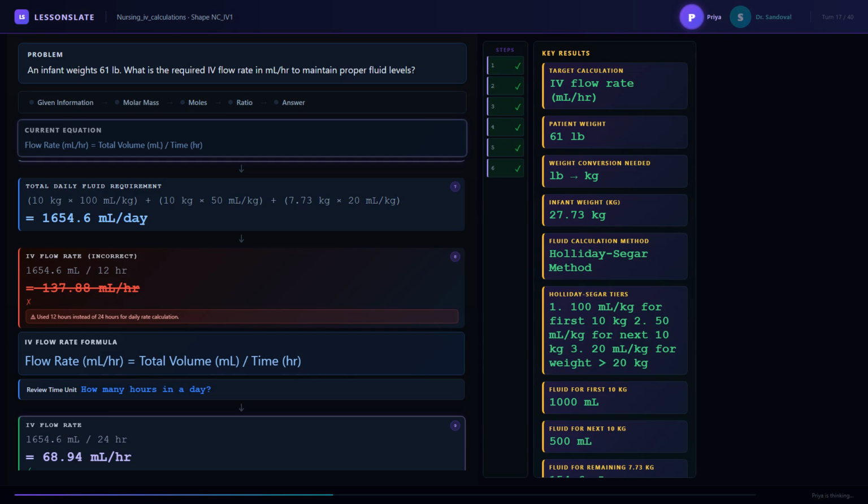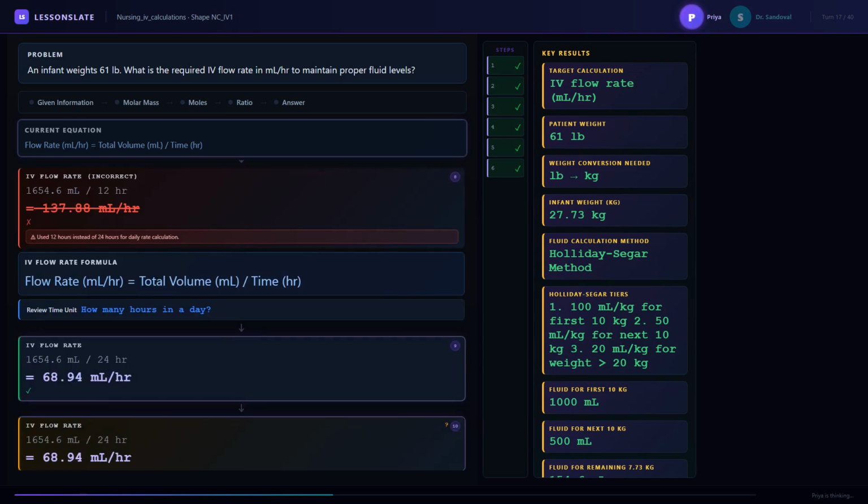Okay, so 1,654.6 milliliters divided by 24 hours. I get 68.9416. So if I round that to 2 decimal places, it's 68.94 milliliters per hour. That feels more accurate. Is that the correct IV flow rate?